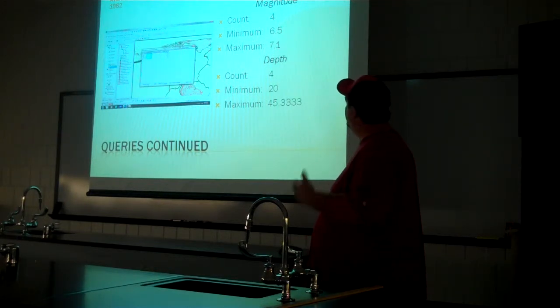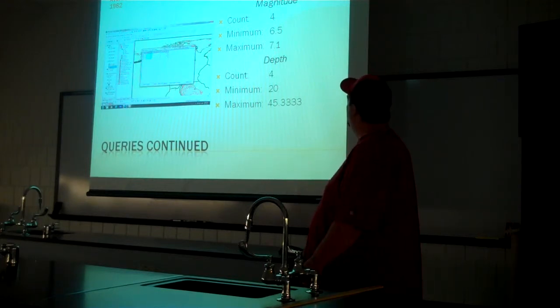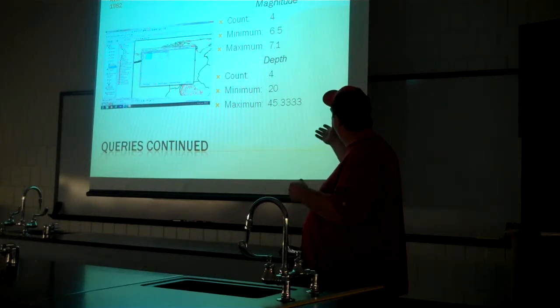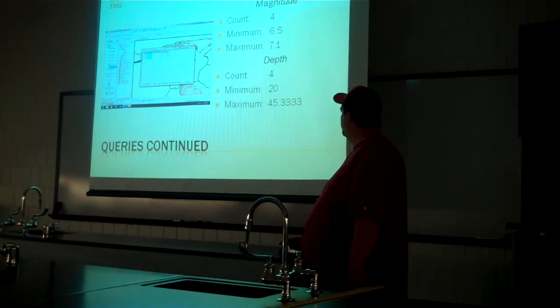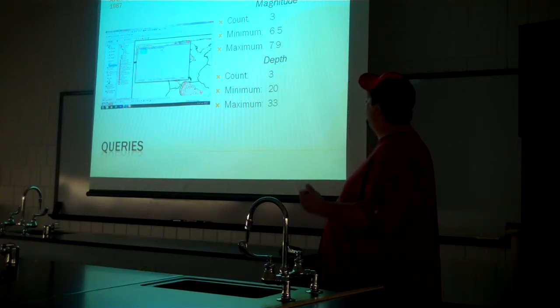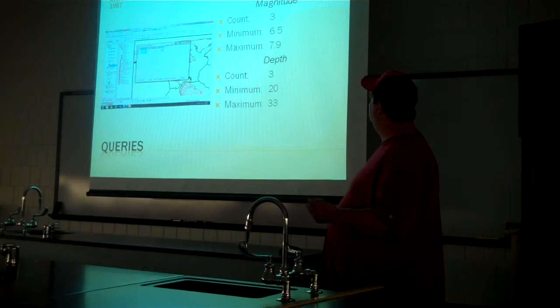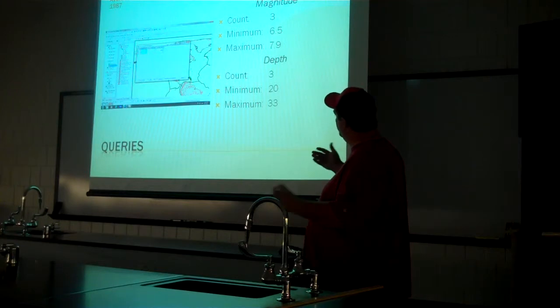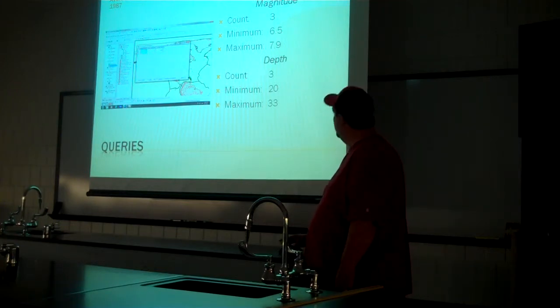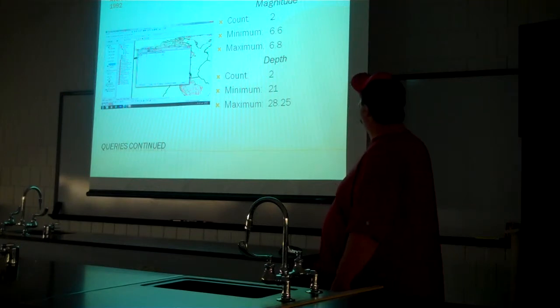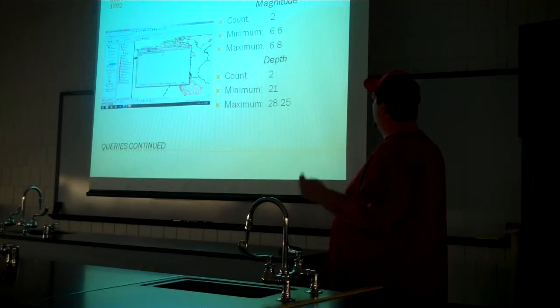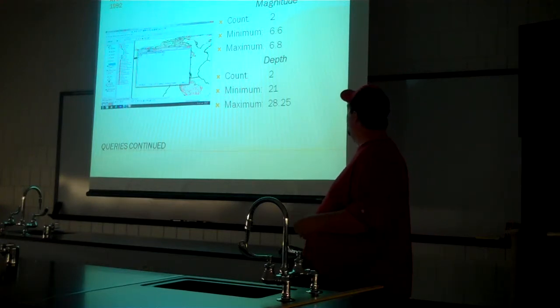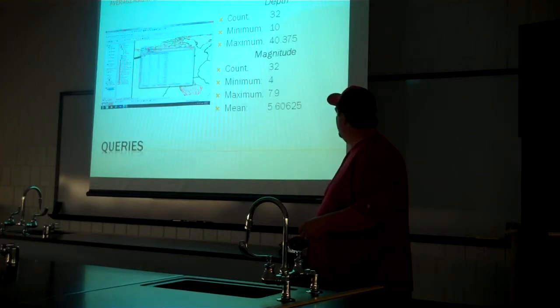And I go through these years, 78 to 82, another 4, 6.5, 7.1, 20. The maximum depth is 45.33. 83 to 87, only had 3 that were above 6.5. 320 minimum, maximum was 33. There's our 7.9 magnitude. Here's 1988 to 1992. There's only 2 that were above 6.5, with the minimum of 6.6, maximum of 6.8. And your maximum depth was 28.25.